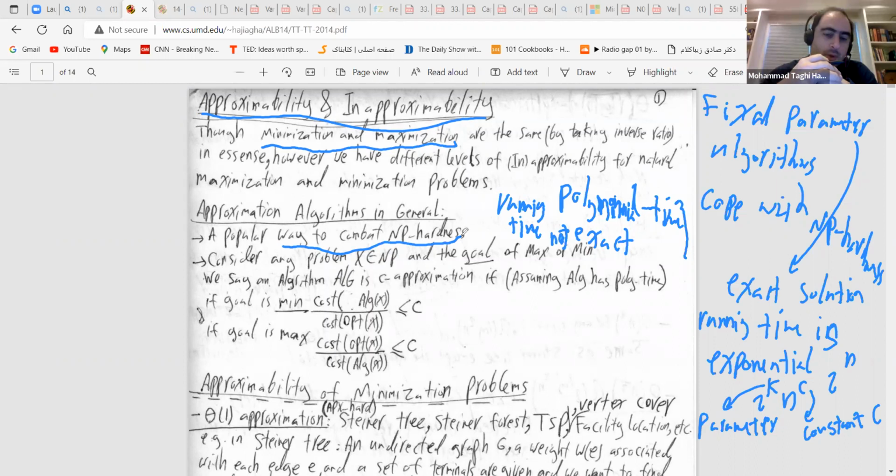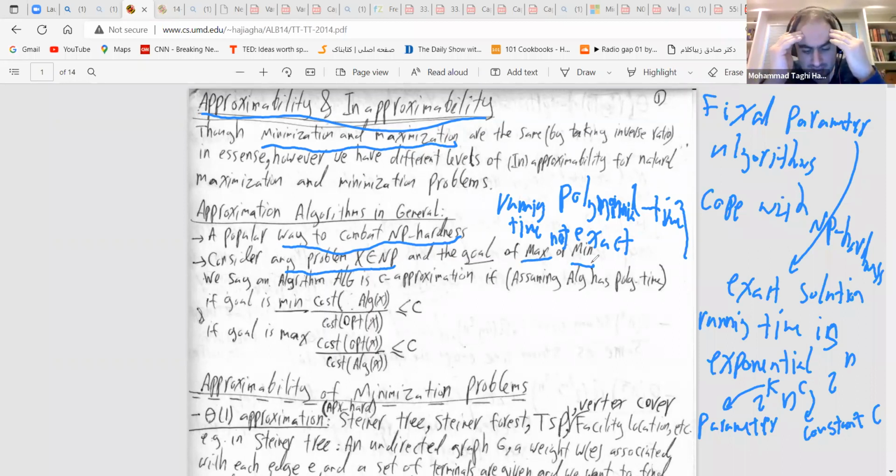So it still is popular, but maybe it was more popular or a hot topic 10, 20 years ago. In some sense, because for lots of important problems we now have a better understanding of their approximation guarantee, what we can get and what we cannot get, etc. So here consider any problem X which belongs to NP.